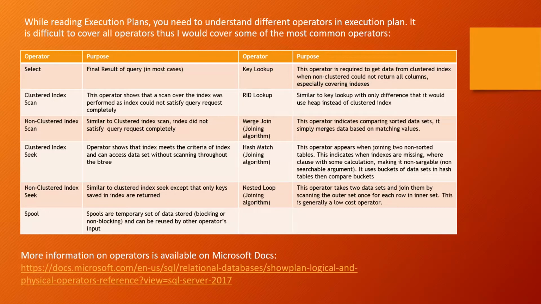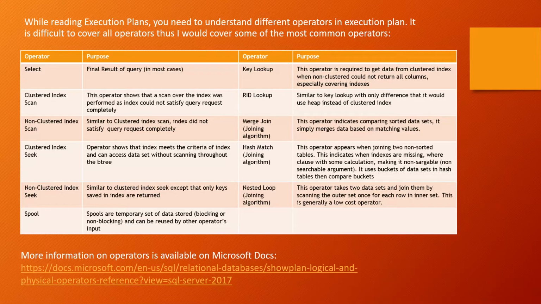Hash match. This is also a joining algorithm. This operator appears when joining two non-sorted tables. This indicates missing indexes, or a where clause with some calculation making it a non-searchable argument. It uses buckets of datasets in hash tables, then compares the buckets.